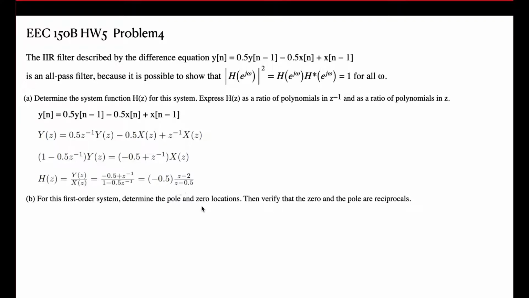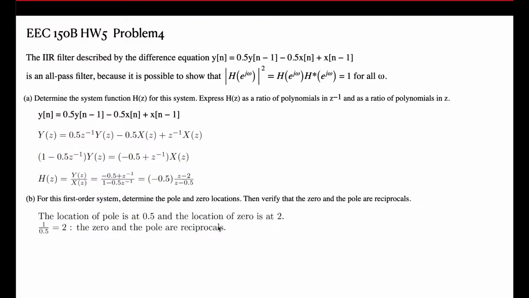In part B, you want to show that the zero and the pole are reciprocals. So from part A, you know that the location of the pole is 0.5 and the location of the zero is at 2. Since 1 over 0.5 is 2, the zero and the pole are reciprocals.